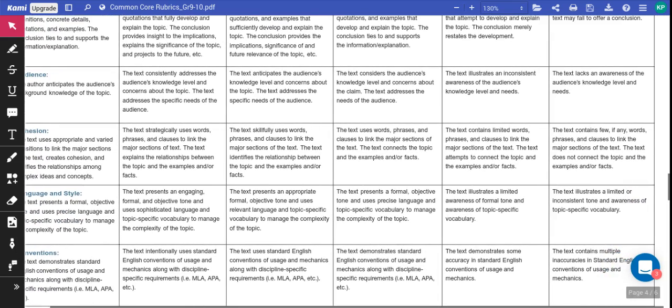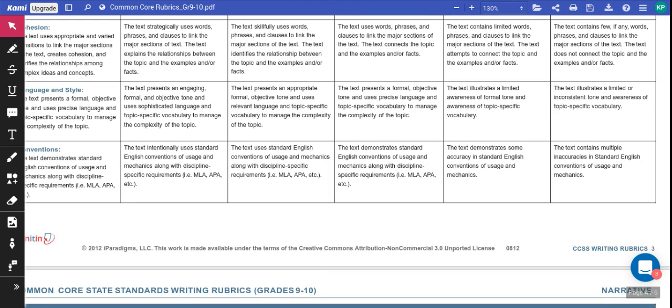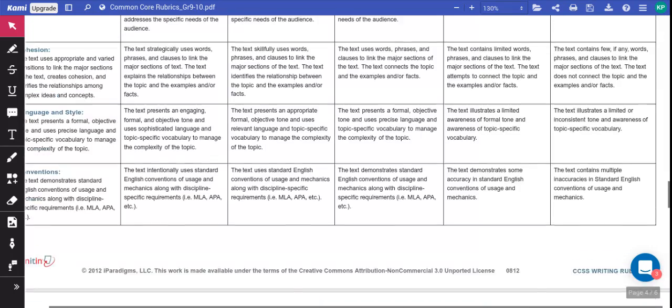You're also, as far as cohesion goes, you're not providing phrases and clauses that link ideas together. You're not using those transitional phrases to pull your ideas together. As far as language and style goes, it's limited or inconsistent tone. Maybe sometimes you're showing bias, sometimes you're not. And you're not using topic-specific vocabulary. You don't seem to have a lot of knowledge about the topic that you're talking about. And lastly, as far as conventions go, you have a lot of inaccuracies and you're not using those conventions correctly.